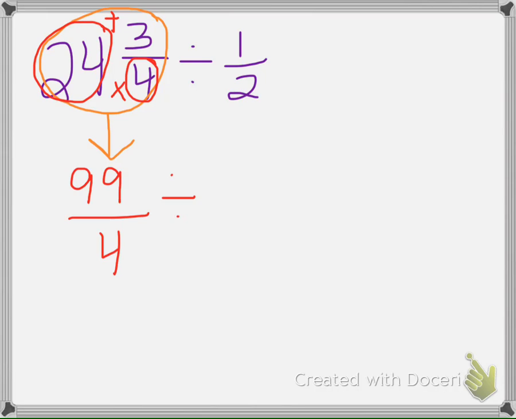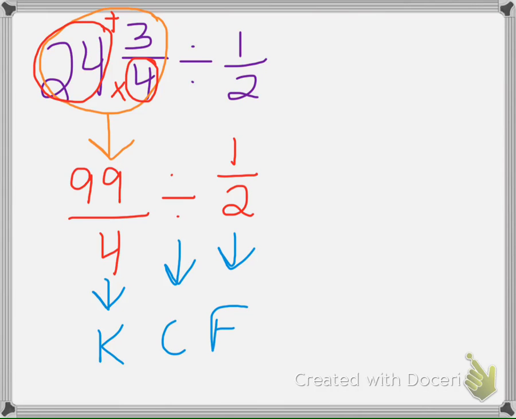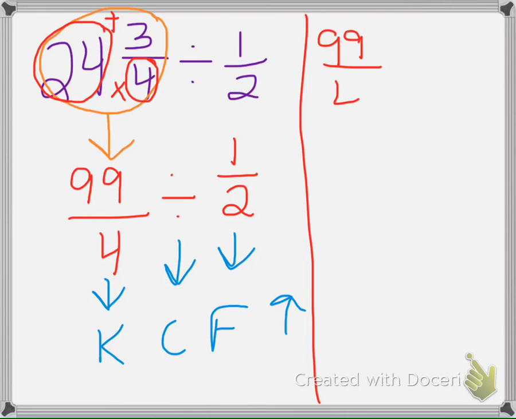Then we just rewrite divided by 1/2. Now think about it for a second. What do you do when you're dividing fractions? Keep, change, flip. You have to think of that song from Flocabulary.com. So I'm going to go up here so you can see things a little better. We keep the first fraction, which is 99 over 4. We change the division sign into multiplication, and then we flip the second fraction. So instead of 1 over 2, we're going to have 2 over 1.